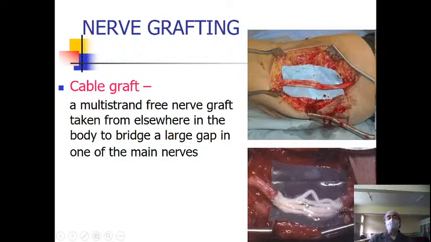Instead of putting one, you put a multi-strand free nerve graft. This is called a free nerve graft. You take 2 or 3 sural nerves, make 3 or 4 segments, and also take the lateral cutaneous nerve of the thigh. You put 3 or 4 strands like this, suture it in the proximal end, suture it in the distal end, and hope that this cable graft works much better and the function is restored.